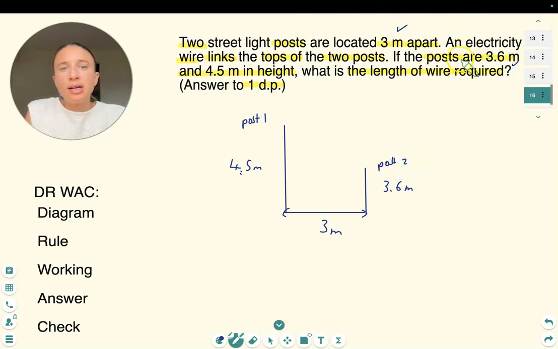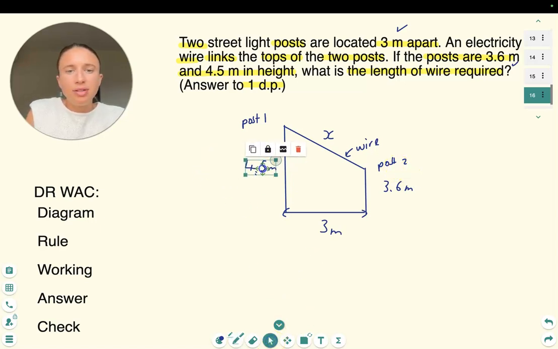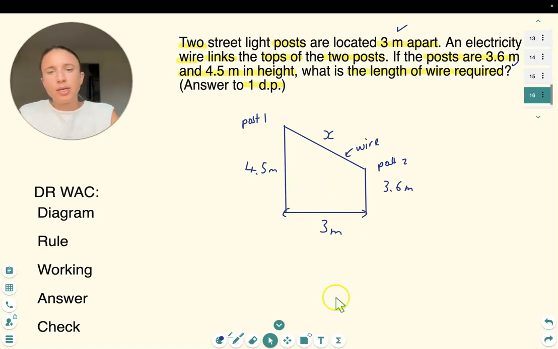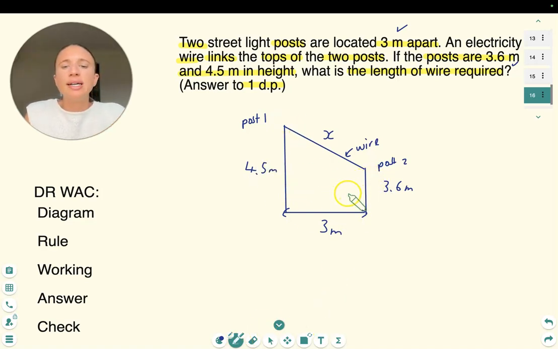An electricity wire links the tops of the two posts. And what is the length of the wire? So this is the wire, and we need to know what that length is. Okay, have a look at this diagram. How might we find x?